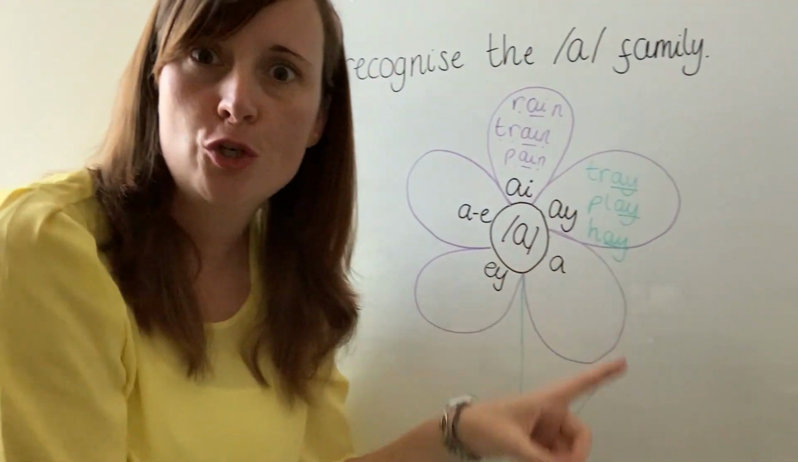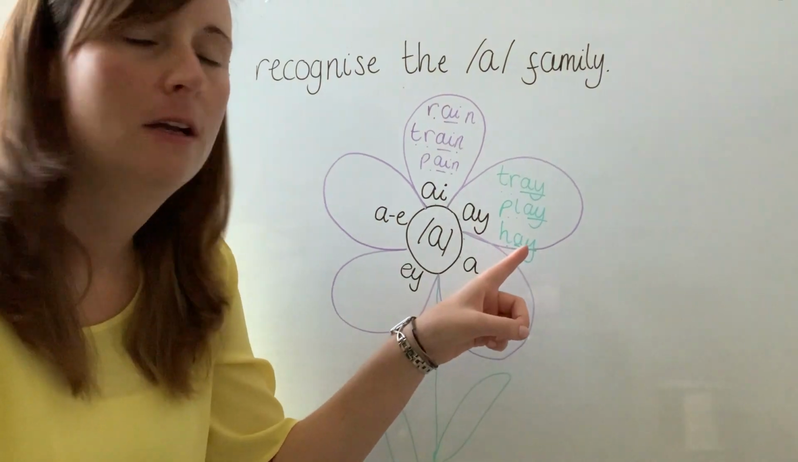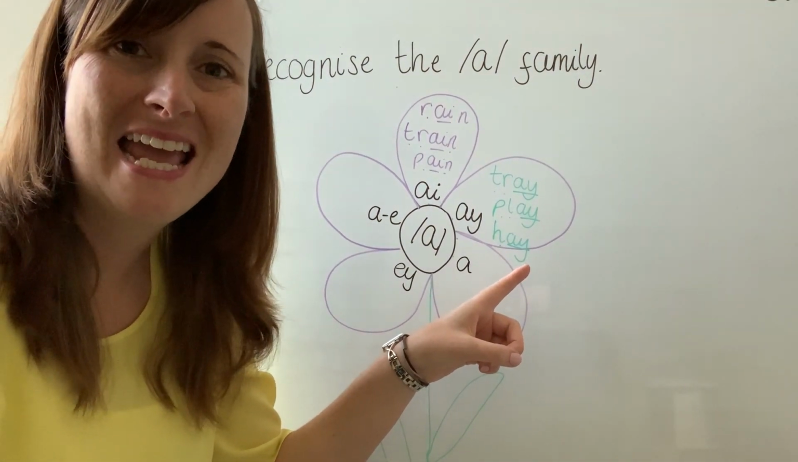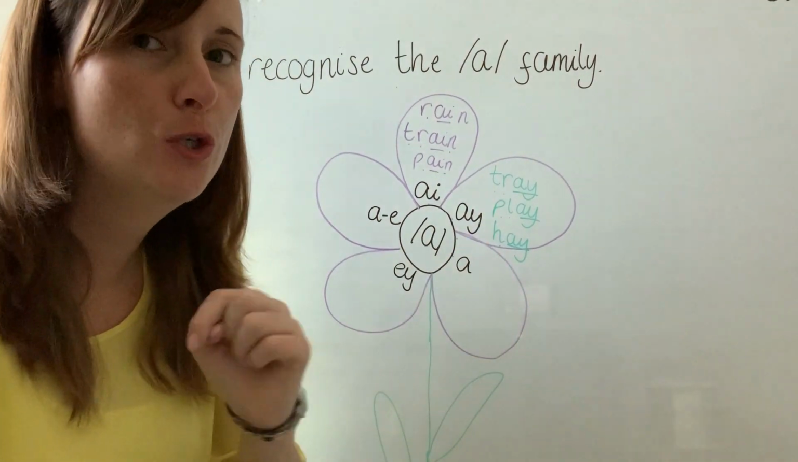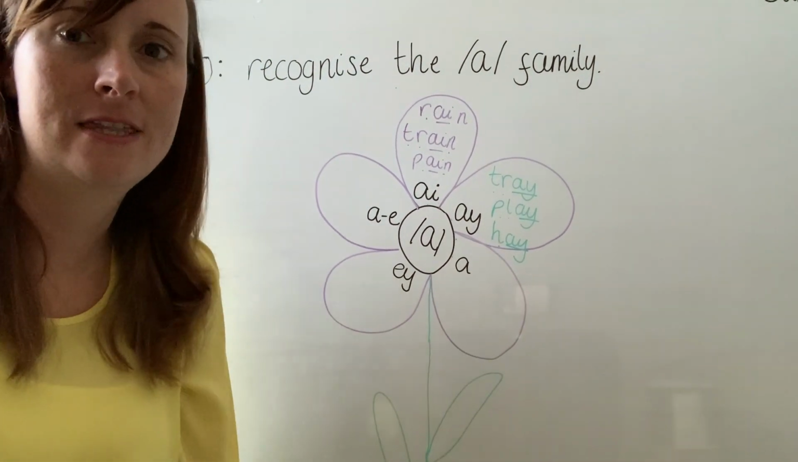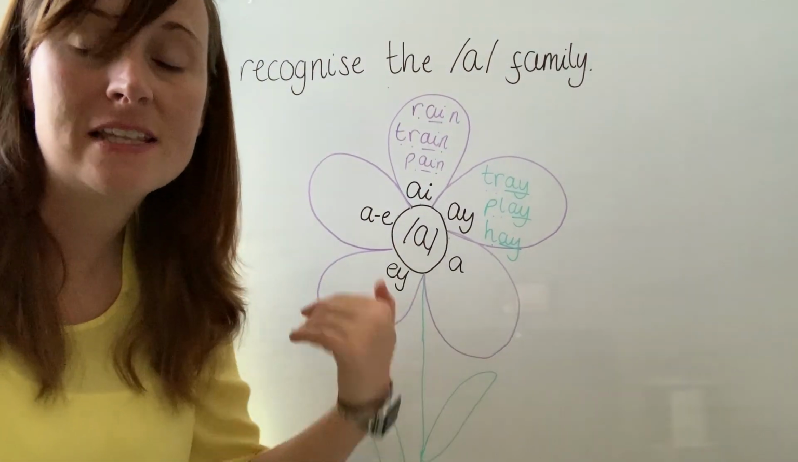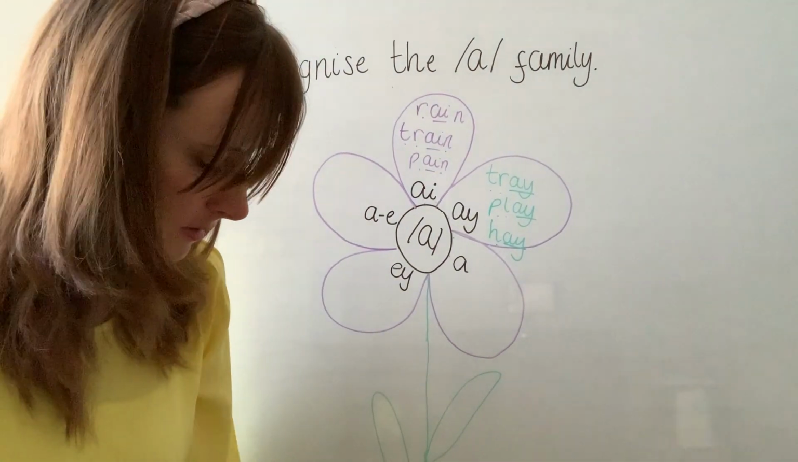That's right. Usually, thank you monkey, usually this digraph is found at the end of words. Usually, because in crayon it's in the middle, but usually it's at the end of a root word. Because if you make it past tense, it'll be in the middle.